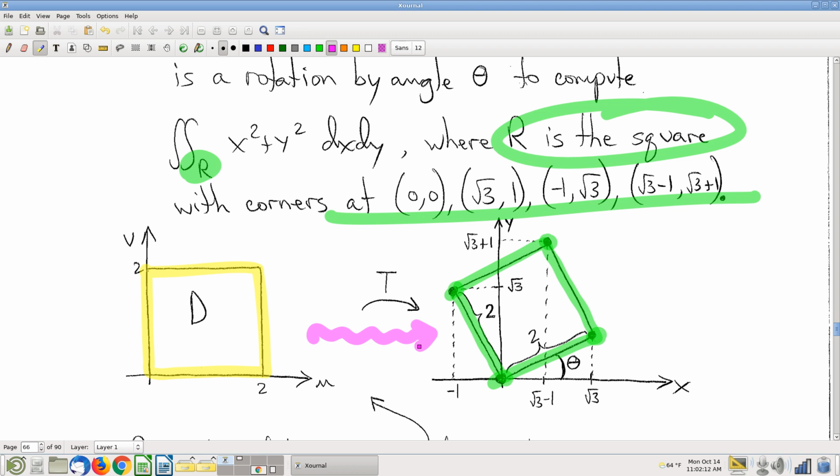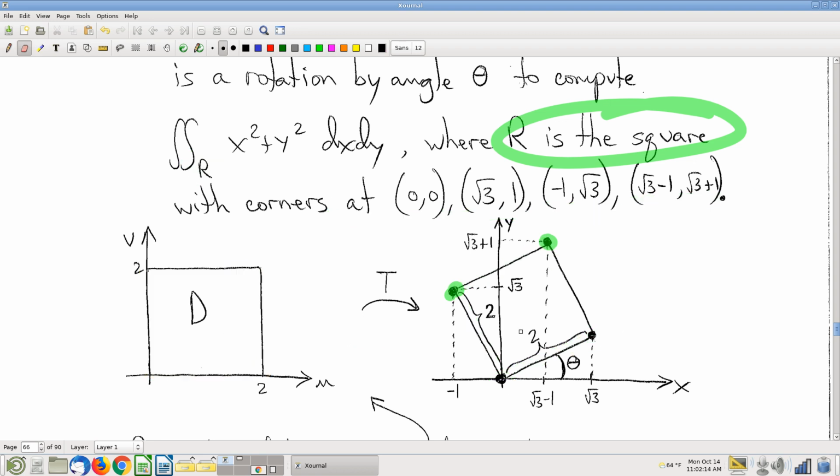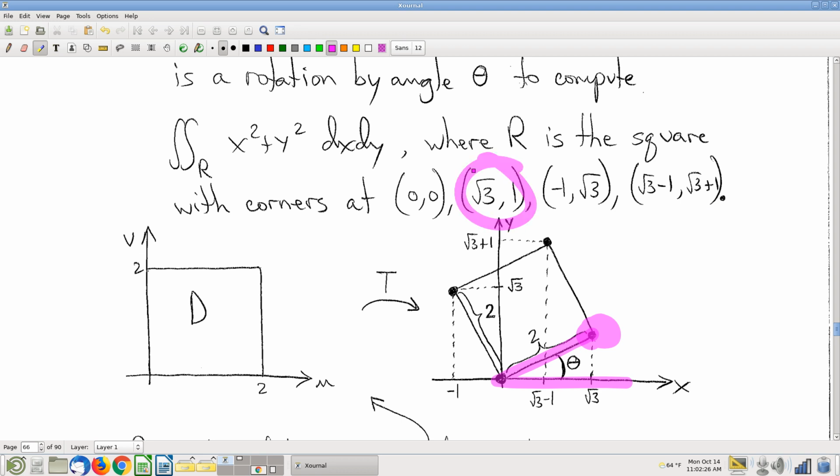Okay. A couple of details to worry about. What is the angle by which I'm rotating? This angle. You can determine it by noticing that this point is this point, and you've got a little familiar triangle right there to look at. This is the right triangle. It's 30, 60, 90. Flashbacks to high school geometry. That angle's pi over 6.